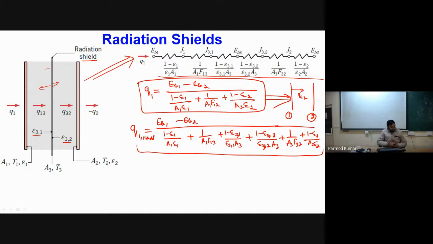Now, can you tell me what should be the characteristics of the radiation shield? Should it have high emissivity or low emissivity? Please tell me. We know that for an opaque surface, alpha plus rho is equal to 1, and from Kirchhoff's law we know that alpha is nothing but equal to epsilon. So I can write epsilon plus rho equal to 1, and from here I can say that epsilon is nothing but equal to 1 minus rho.